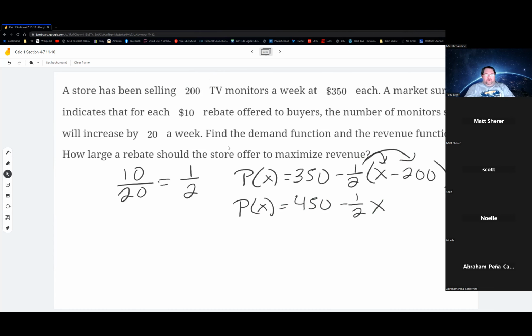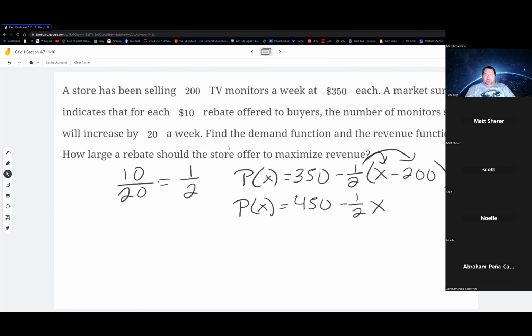So really what we wanted to figure out is the price for everything. If I was to go the other direction, if I was to up my price to $450, I would sell basically no TVs. That's what that $450 is, because you'd go the opposite direction. For every $10 I increase, I would lose 20 sales a week.